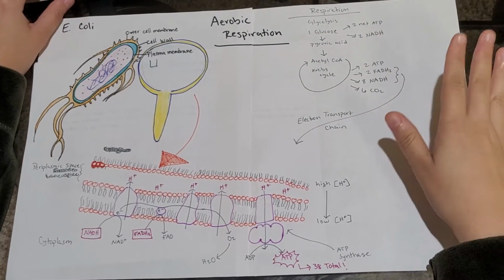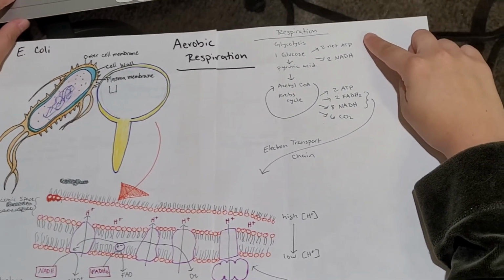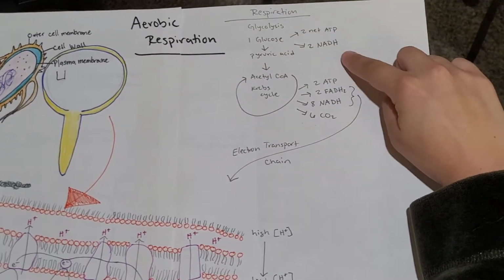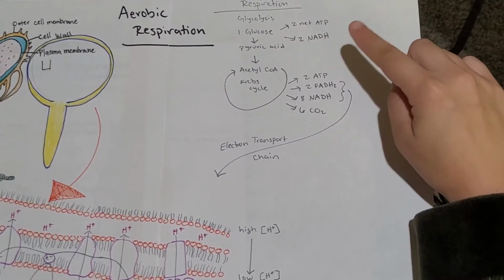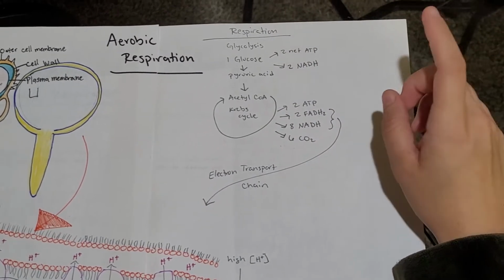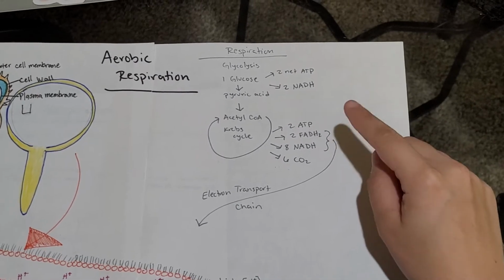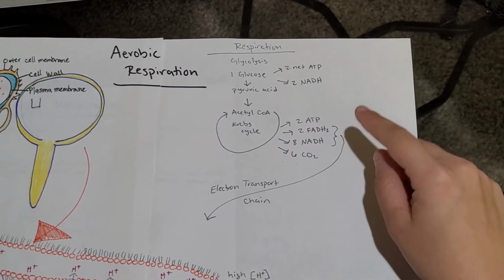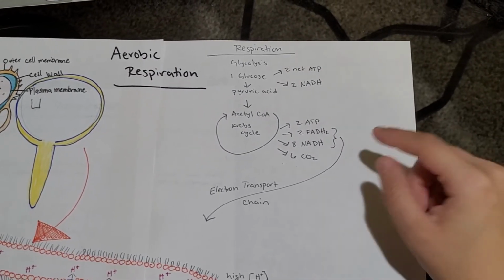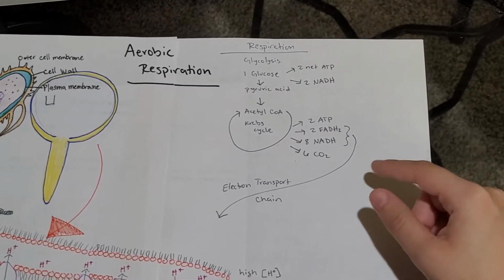As a brief overview of aerobic respiration, one molecule of glucose is broken down via glycolysis and converted into pyruvic acid. This process produces a net 2 ATP and 2 NADH, which is a reduced electron carrier. The pyruvic acid goes through the Krebs cycle, where 2 more ATP is produced, 2 FADH2, which is another electron carrier, 8 NADH, and 6 molecules of carbon dioxide.